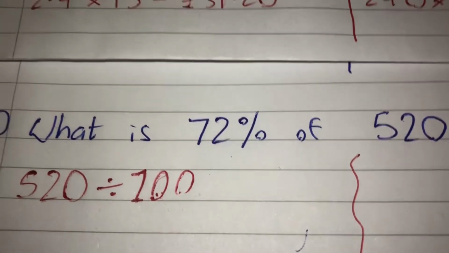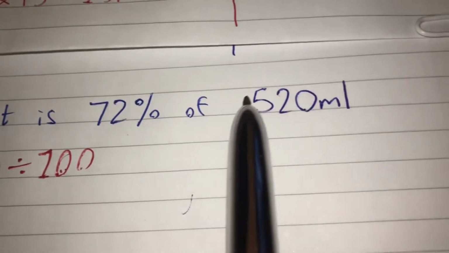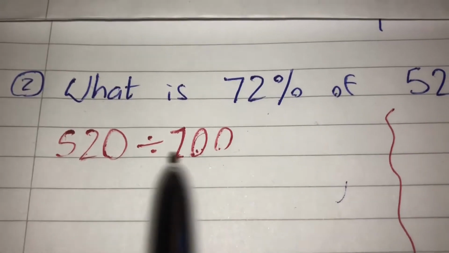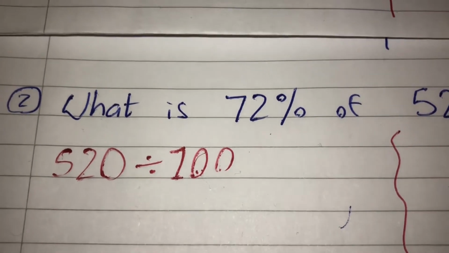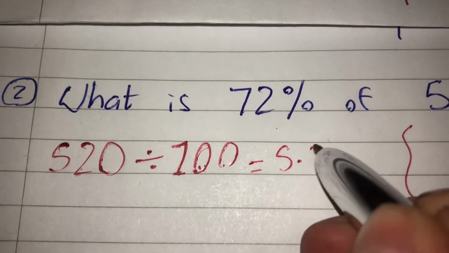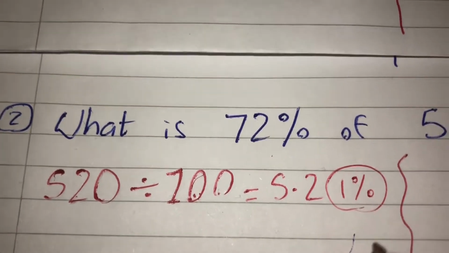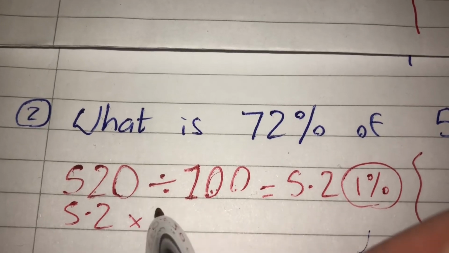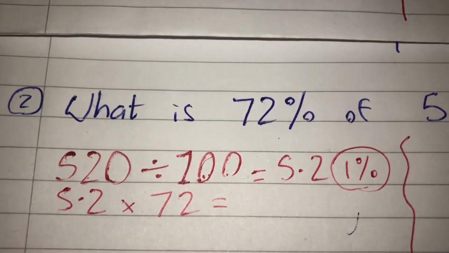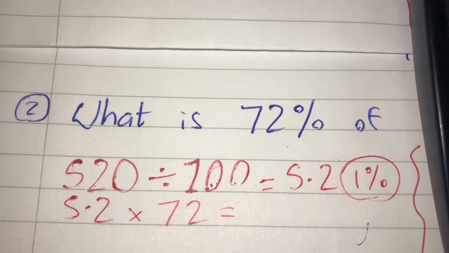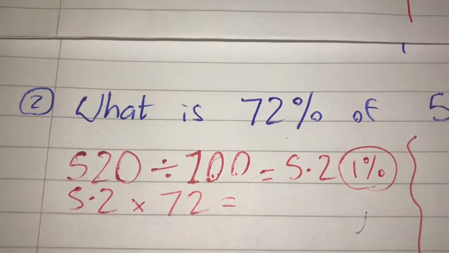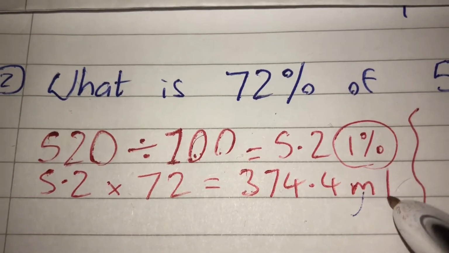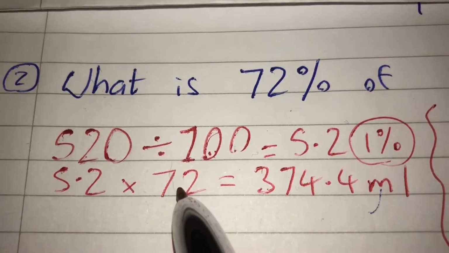Moving on to our second example. So what is 72% of 520 milliliters? So milliliters is going to be our units here at the end of the answer. So I take 520, use the first method, divide it by 100, which will be 5.2. So that will be 1%. But I don't want 1%, I want 72%. So take that 5.2 and I multiply it by 72, and that's going to give me 72%. Okay, so 5.2 times 72 is 374.4, and remember my units in this case is milliliters. Okay, so divide by 100, multiply that by the percentage.